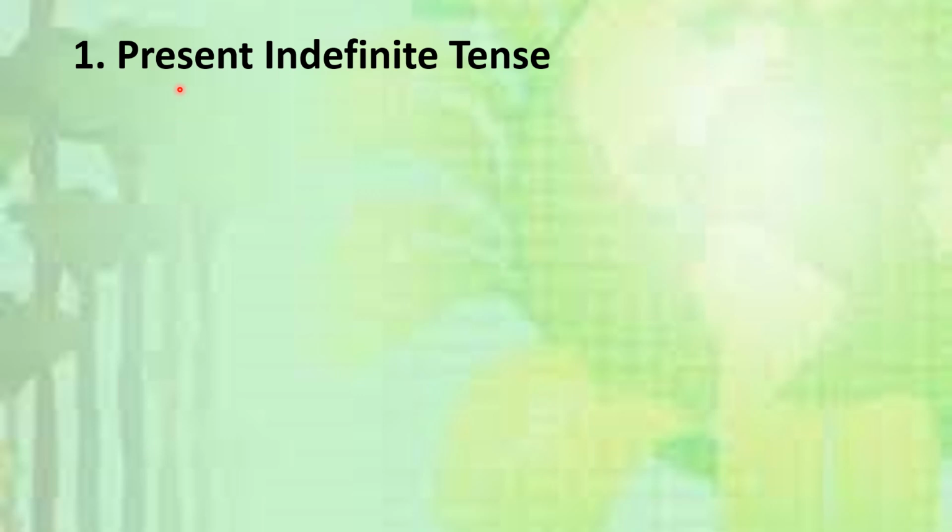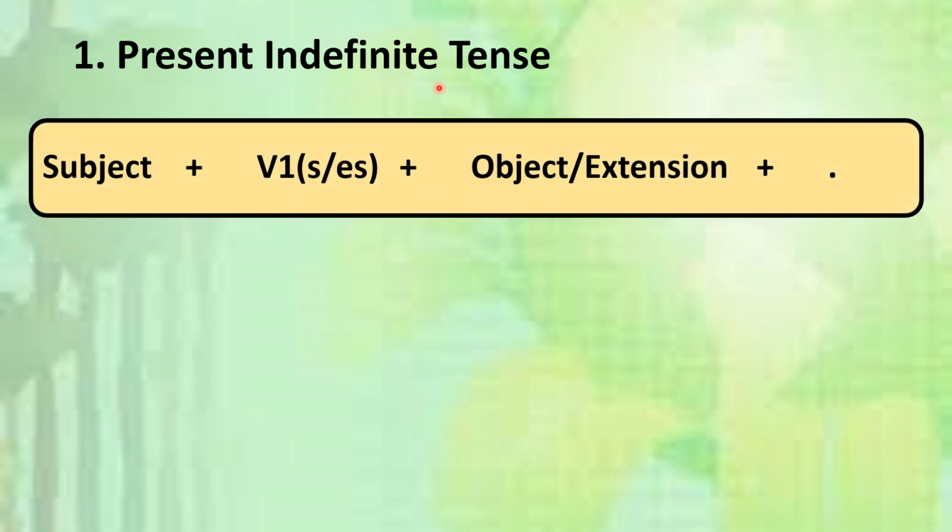Here is the first main aspect of present tense, which is present indefinite tense. This is the formula for writing a correct affirmative sentence of present indefinite tense. First, subject is written, and then you write first form of verb with or without s or es. Then object or extension is written along with the full stop.